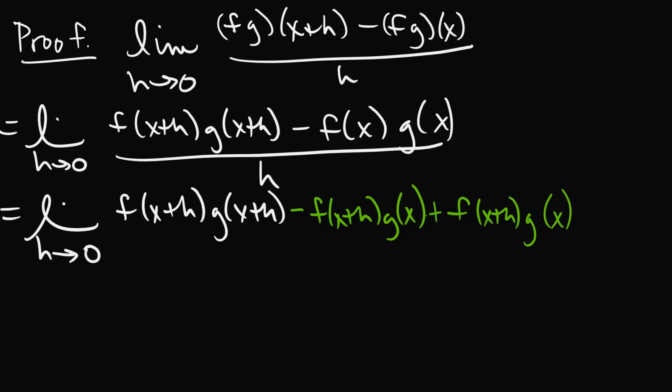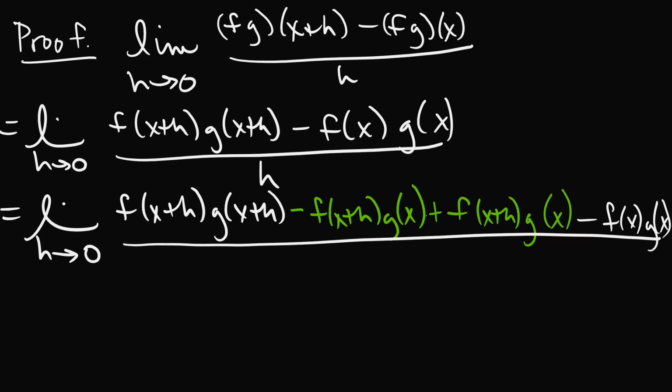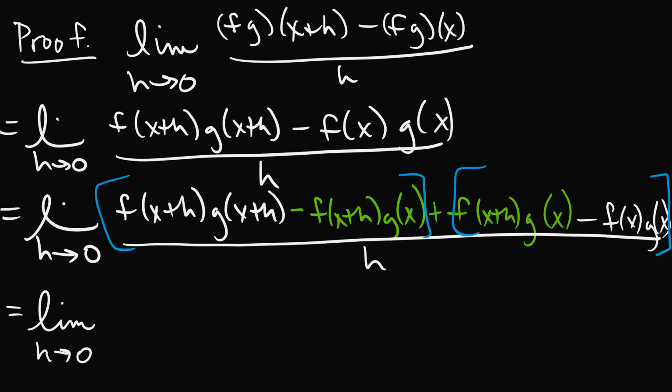Again, why am I doing this? Because I'm working backwards from where I know I want to be. So minus f of x, g of x, all over h. And now I'm just going to regroup this. I'm going to split this into two sums, and I'm also going to factor out the common factor from each sum.